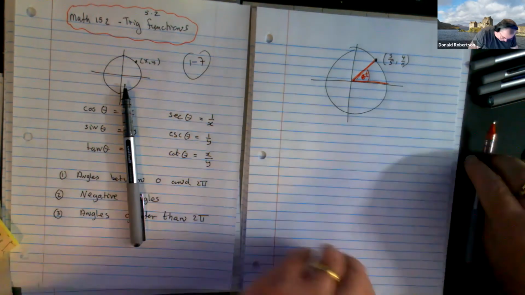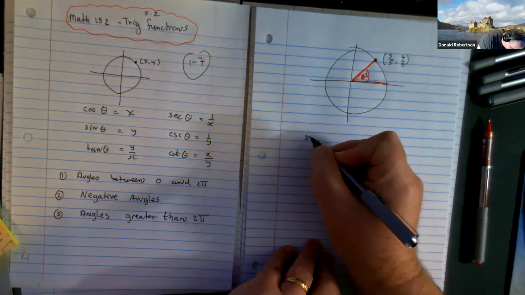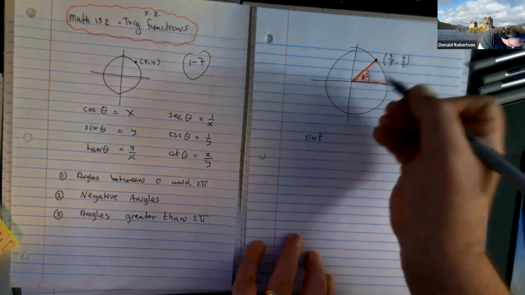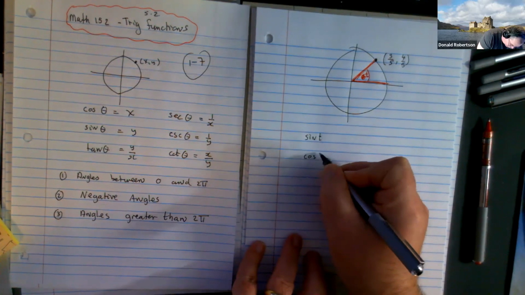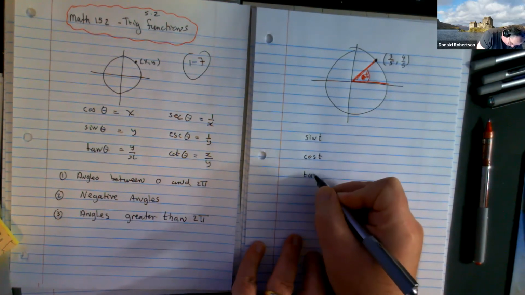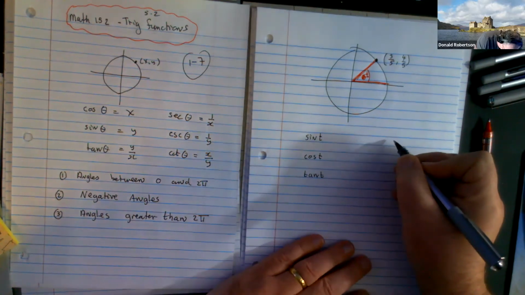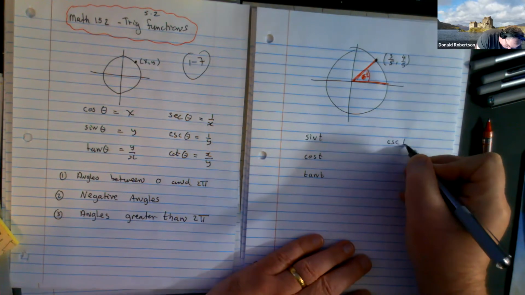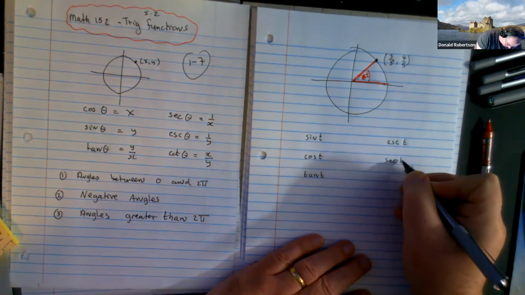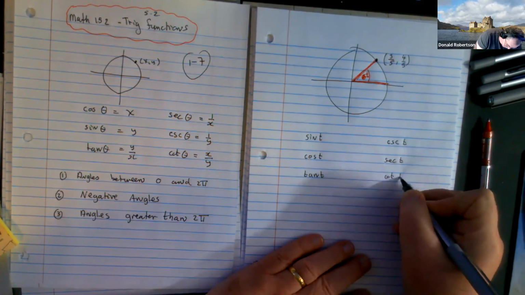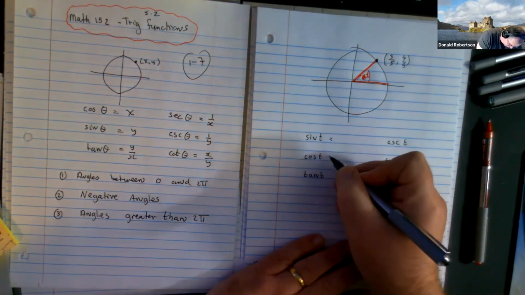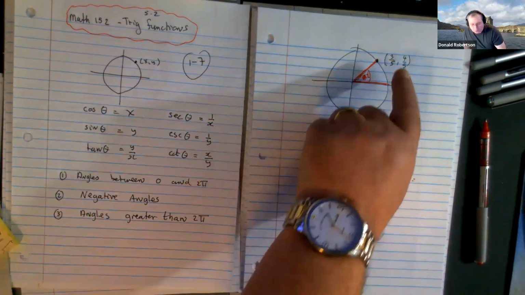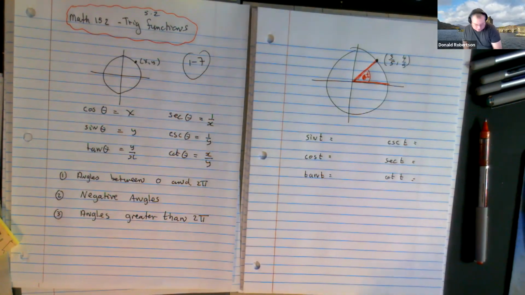We can find all 6 guys. We can find the sine of that. I would call it theta, but they're calling it t. We can find the cosine of it. We can find the tangent of it. We can also find the cosecant, the secant, and lastly the cotangent. So we can find all 6 trig ratios by only being told the coordinates of the point that's on the unit circle.